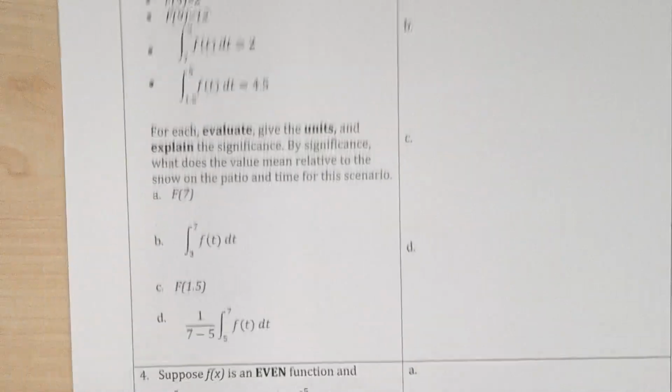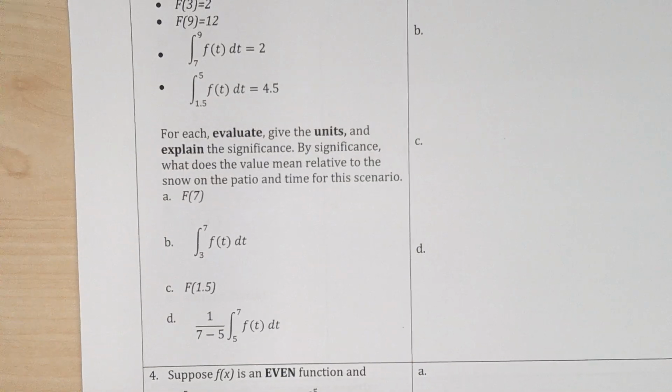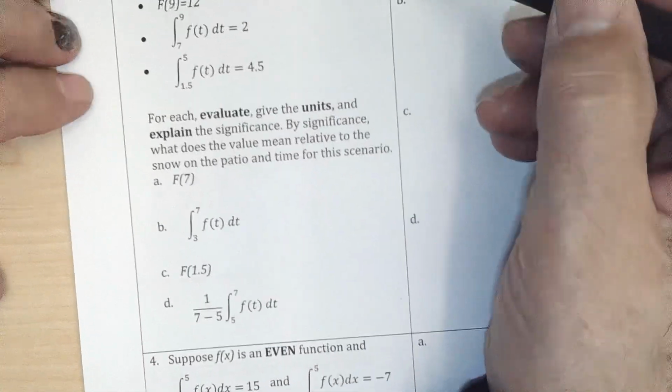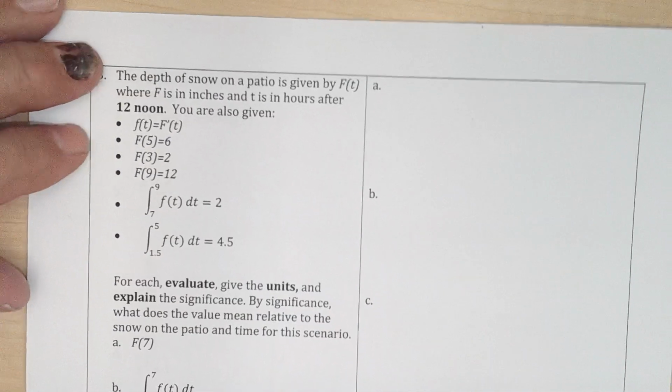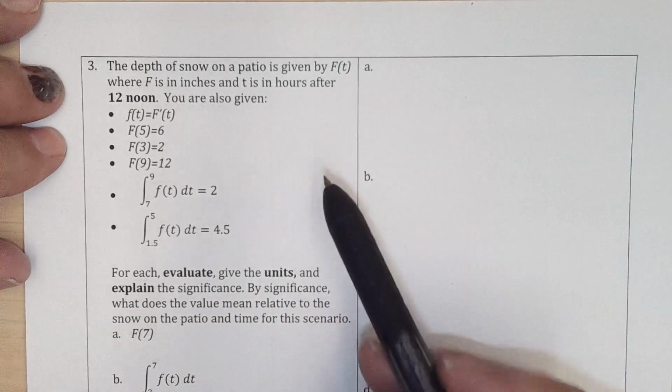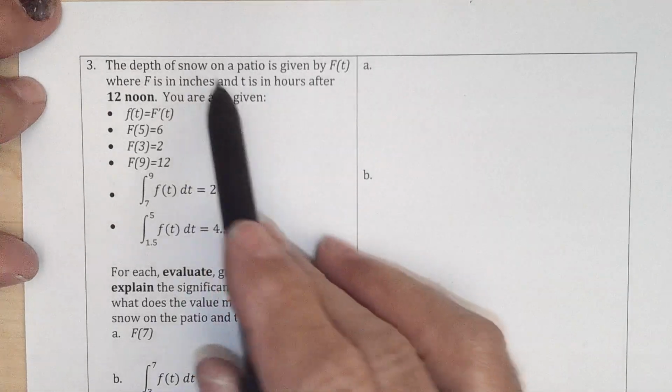Okay, page 2. Page 2 is dealing with snow on a patio. Not ice as in the sample test, and not on the ground. It's on the patio. Okay, I wasn't picky, but you should be using the right vocabulary for the scenario.